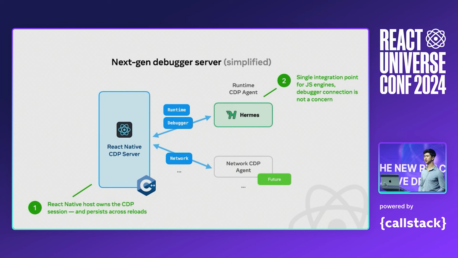Hermes now interfaces with the debugger as a runtime CDP agent with a better defined set of responsibilities. And we now support the concept of additional CDP agents. This solves an additional problem, enabling us to implement future features that talk to parts of the app but aren't Hermes. Together, our modern debugger server is ready for the next generation of browser-aligned debugging features built on top of CDP.